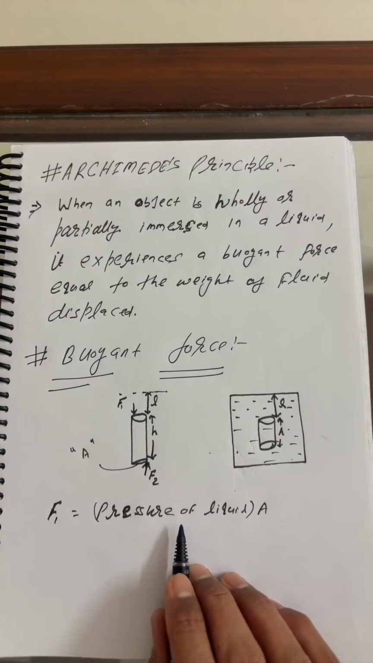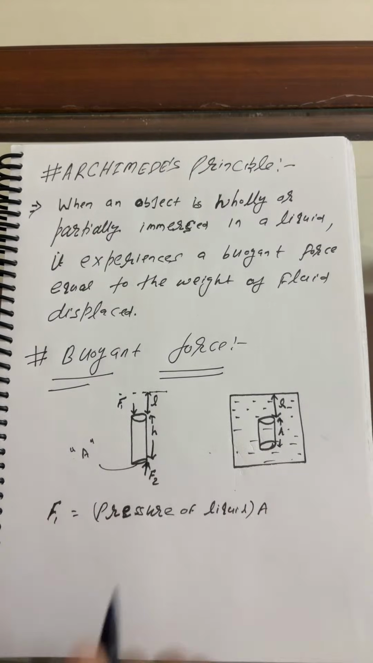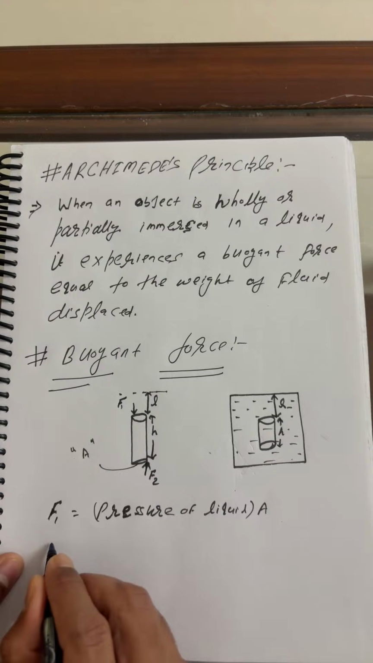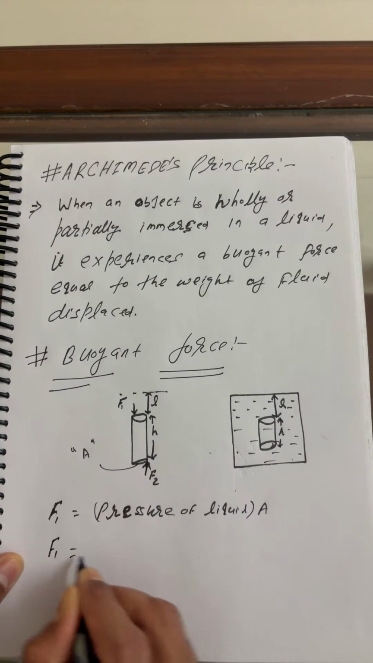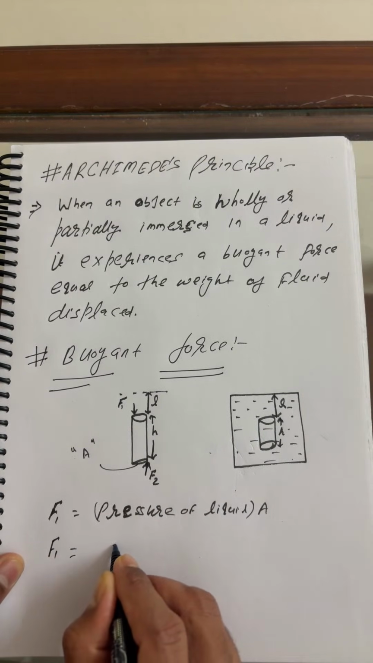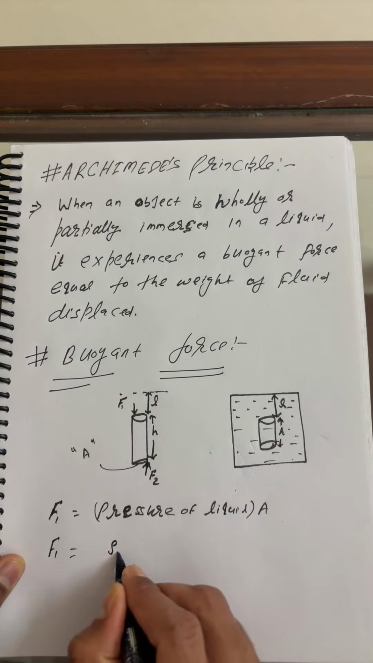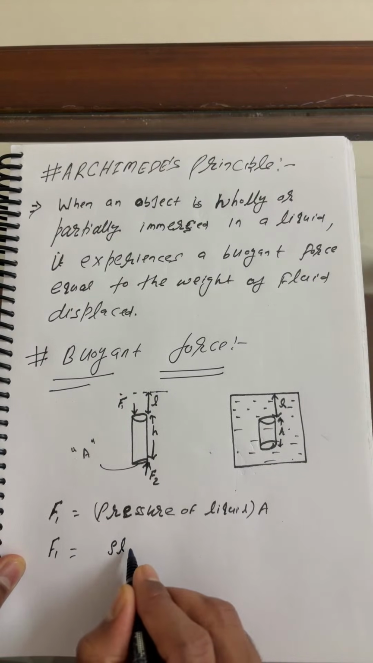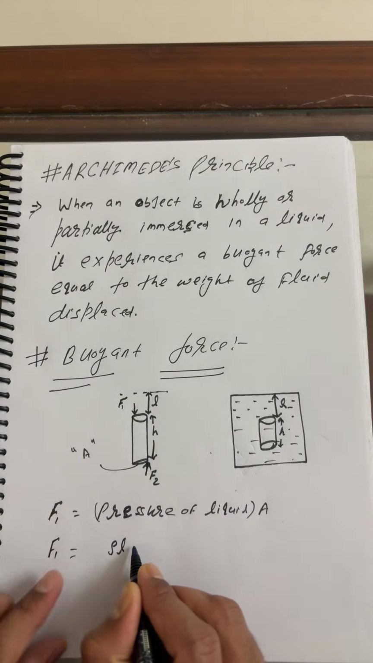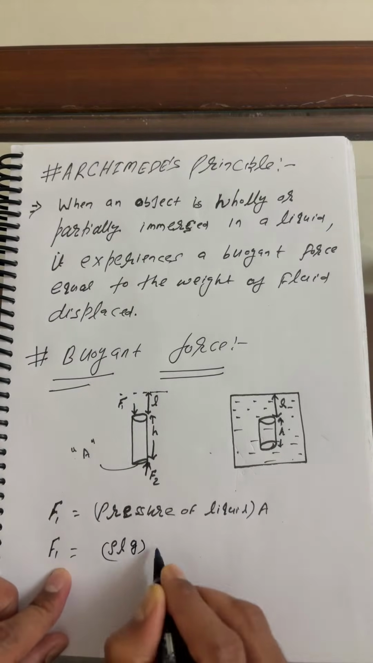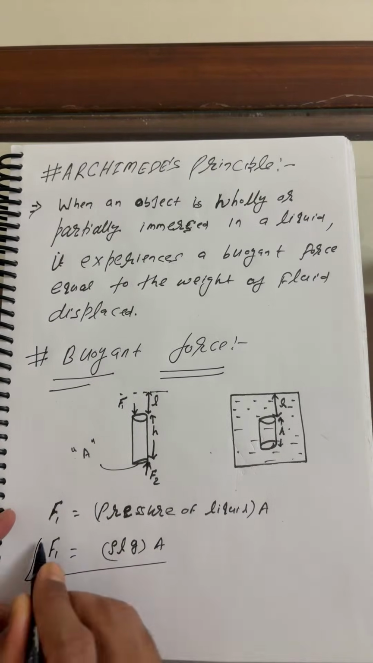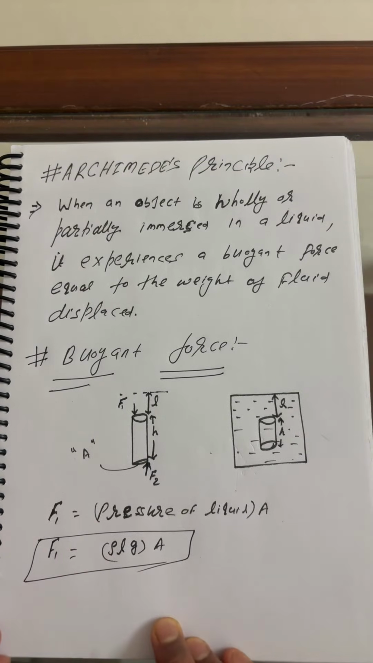You know the pressure due to liquid, I hope all of you remember, that was in lecture 1. So I can write F1 is equal to the density of the liquid, rho, into L, the height, into g, into A. So this is F1.